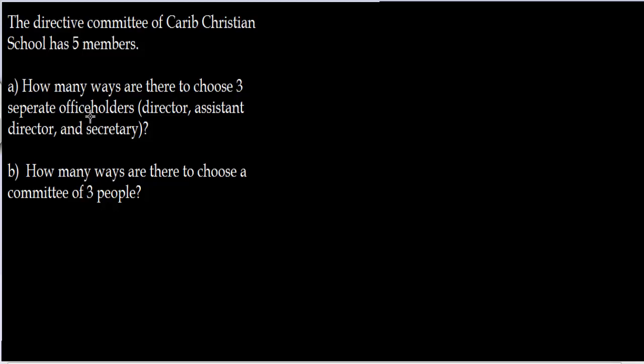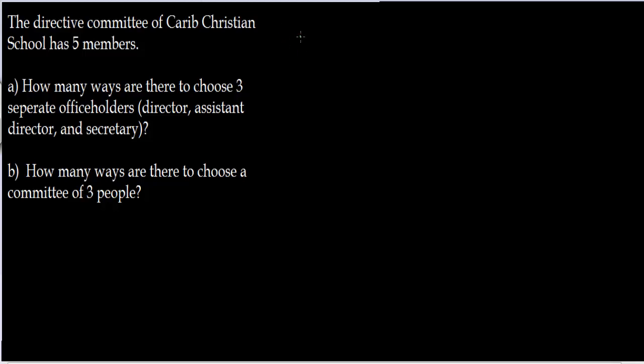And those 3 people are going to hold separate offices. That means one of the persons I picked is going to be the director, the other one is going to be the assistant director, and the other one is the secretary. Okay? So what do you think? Is this a permutation or is it a combination? You need to determine that first in order to solve this problem. Okay, let's go off to the side here and write some things.